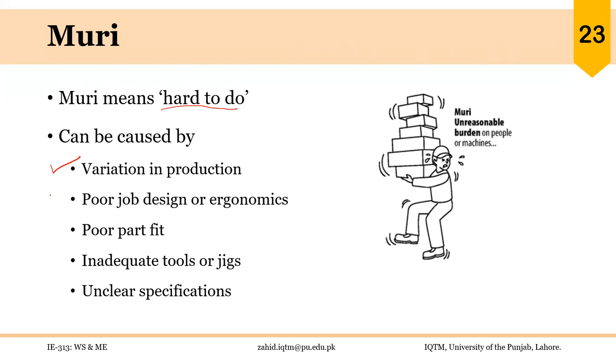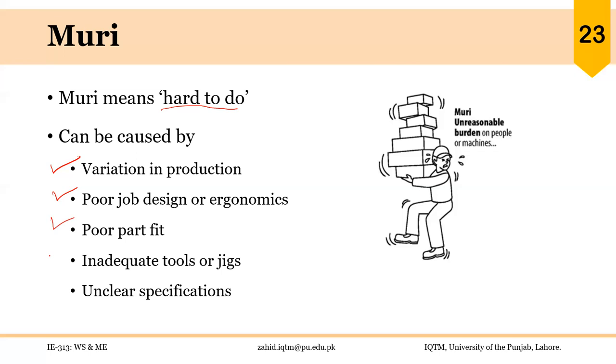It could be hard to do because of poor job design or ergonomics. Too much effort is required to do the job than it should normally take. Or the working climate is not suitable. There is too much temperature, too much noise. Poor part fit. Assembly is tough to do because of poor design of the product.